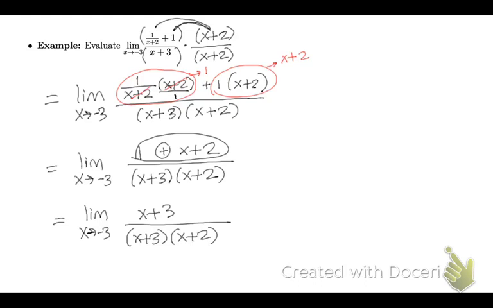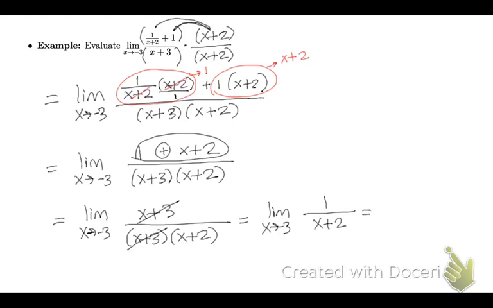All right. And then now you see the x plus 3 on top and bottom. Like I said, with some algebra, that 0 over 0 always reveals itself at some point. So those can divide out. And then I'm just left with a 1 on top and an x plus 2 on bottom.